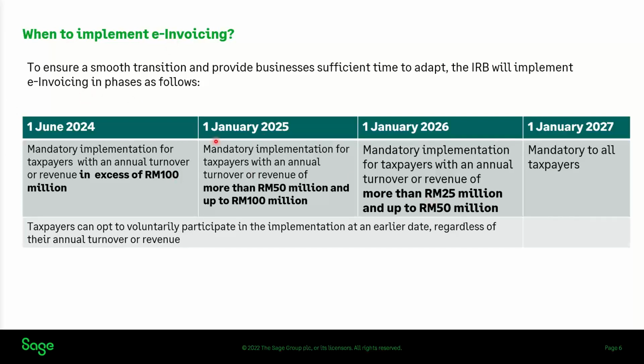If, for example, you just started your business in 2023, you definitely don't have 2022 data, because your business just started this year. So for this case, your timeline will be on the 1st January 2027.